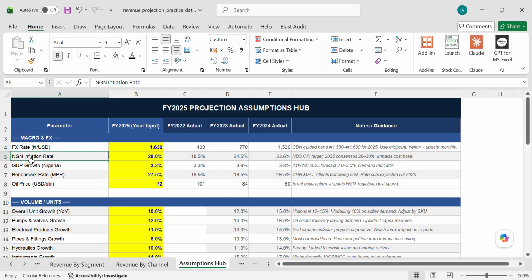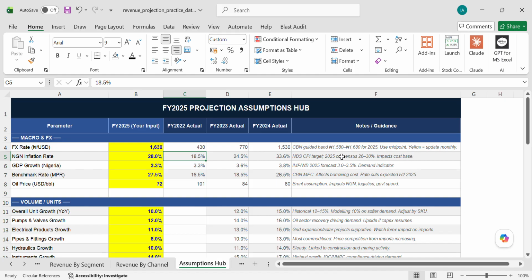Now we have the inflation rate. Currently, we are using 28%. And as of 2022, this is how the inflation for the economy has been like for Nigeria, which will guide us through how we'll be able to plan our costs and our expenses so that we won't be caught unaware when the numbers start coming in. So that's basically what it's all about. So we said for 2022, we have 18.5, 24.5 to 3.6. So the CBN CPI target is 25, with a concession of 26 to 30.